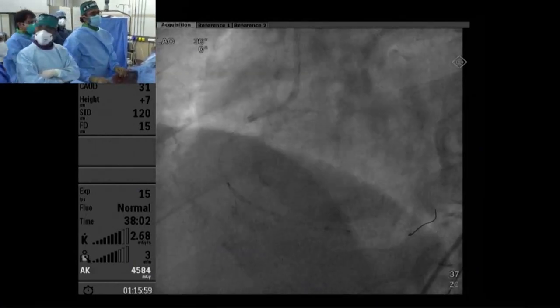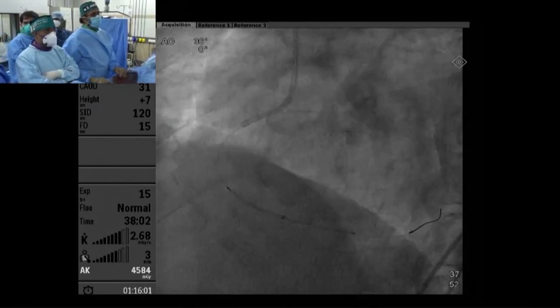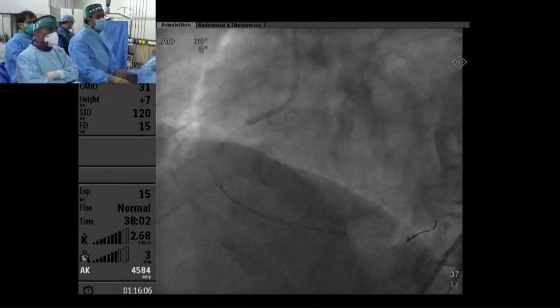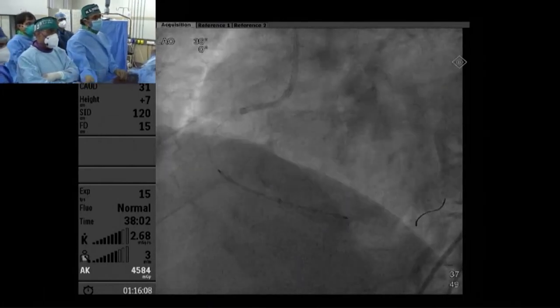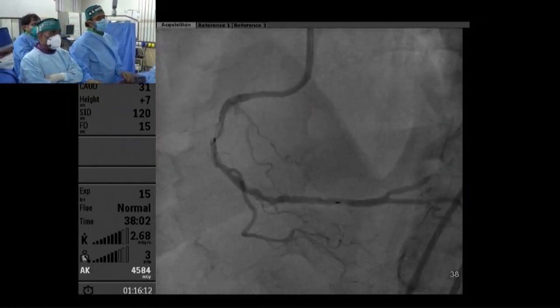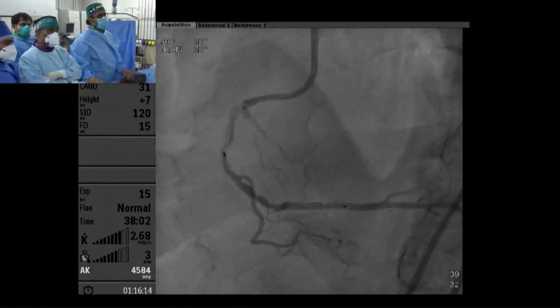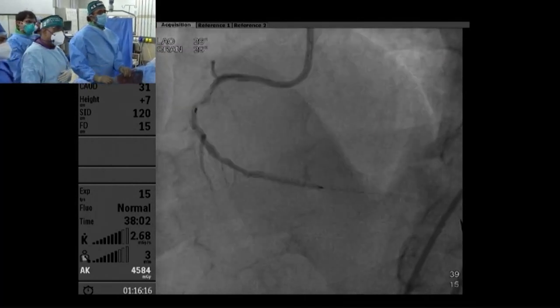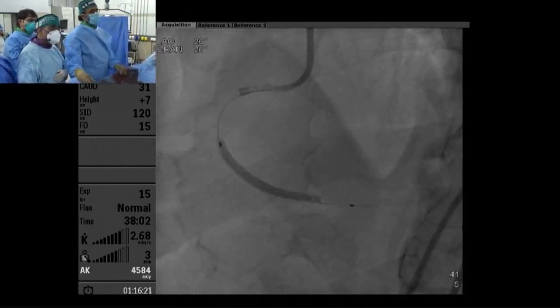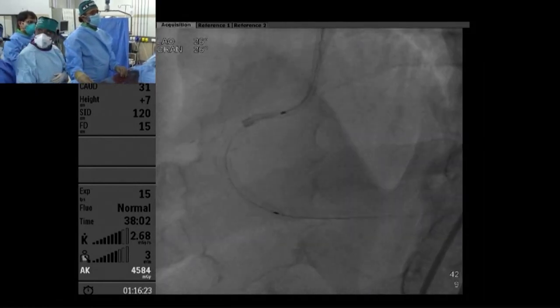Definitely it is more trackable and the kinking chance is less. And it tracks like a regular balloon going over the wire. That way it is a significant improvement over Guidezilla. I am not too sure how it compares to Guideliner, but definitely I felt it is slightly better trackable and has less kink risk. It has got extra support with a platform.